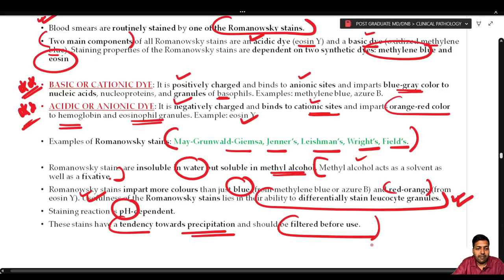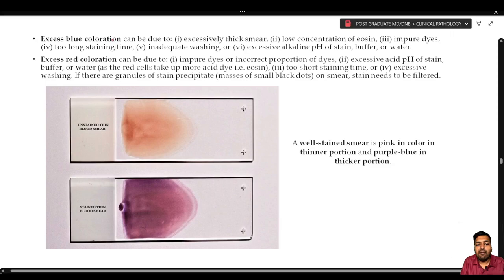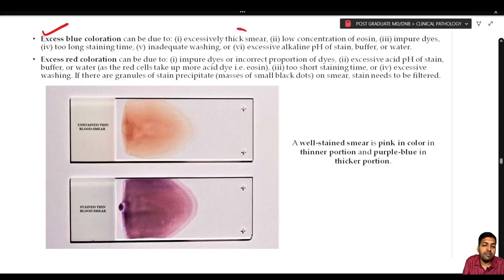Now, sometimes you will have excess bluish coloration in a slide. Excess blue coloration can occur if your smear is very thick, or there is a low concentration of eosin and more methylene blue. It can also occur if the dye used is impure, if you are staining for a longer period of time than prescribed in the protocol, if you are carrying out inadequate washing, or if there is excessive alkaline pH of the stain buffer or water. Then your peripheral blood smear might appear more bluish.